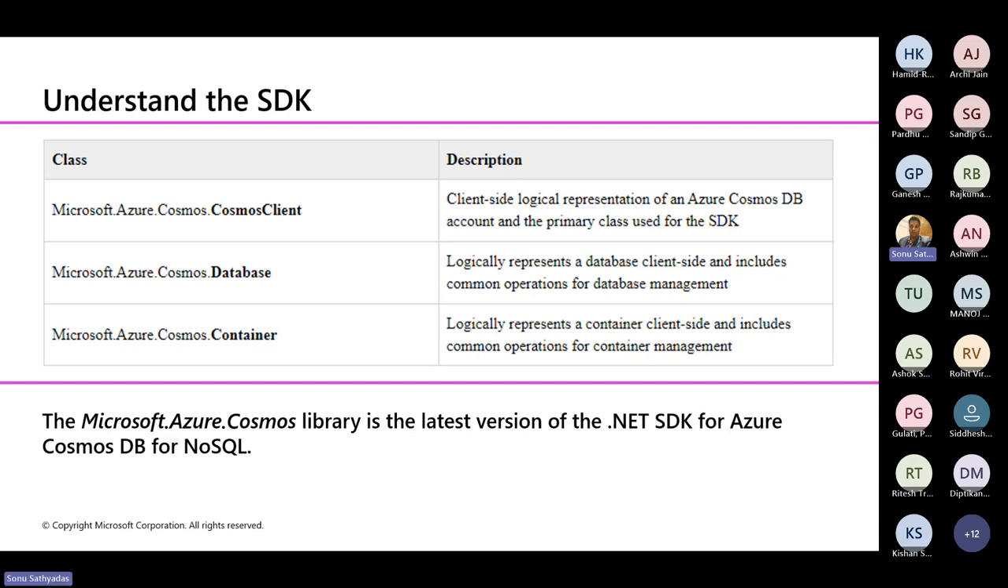The Microsoft.Azure.Cosmos library is what we will be using for the .NET SDK. In Python or JavaScript, the library name can be different, but the same operations can be performed using those libraries as well. So for C#, that means for .NET applications, we have to install the Microsoft.Azure.Cosmos library.